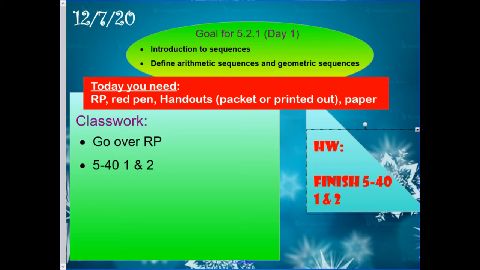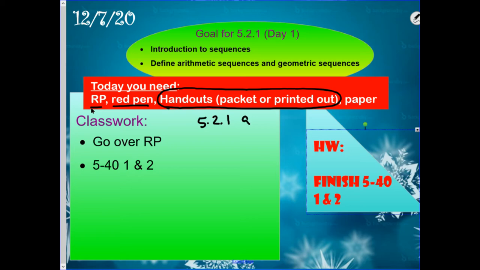Let's get started with 5.2.1 day one. We are starting this lesson today. You are going to finish it tomorrow. Now, before we get any farther, you do need to have your review preview from Friday. You need a red pen. You also need the handouts. Now, the handouts are 5.2.1 handout A, I believe.